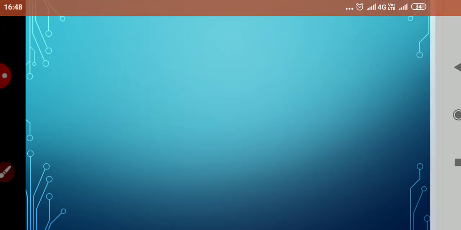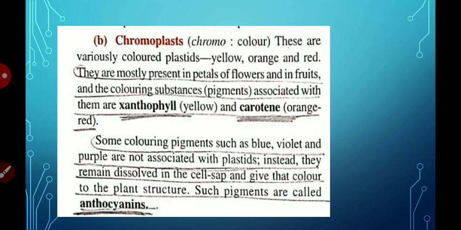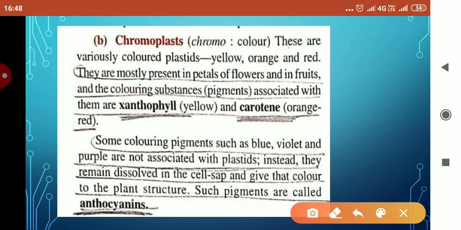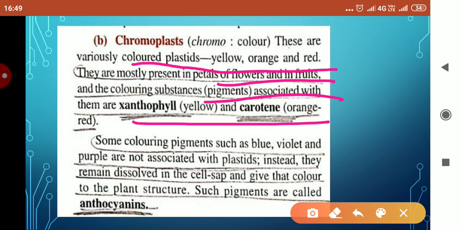The next slide is about the chromoplast. Now chromoplasts are colored plastids. Chromo means color. These are variously colored plastids, yellow, orange and red, mostly present in petals of flowers and in fruits. The coloring substances associated with them are xanthophyll and carotene.